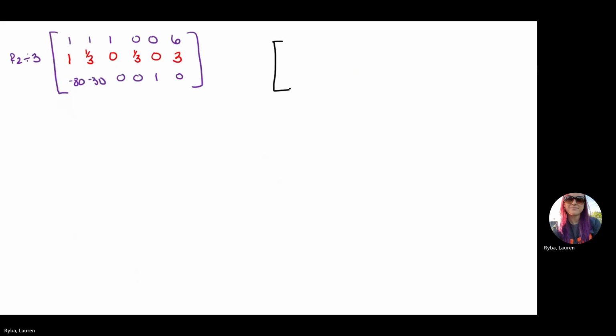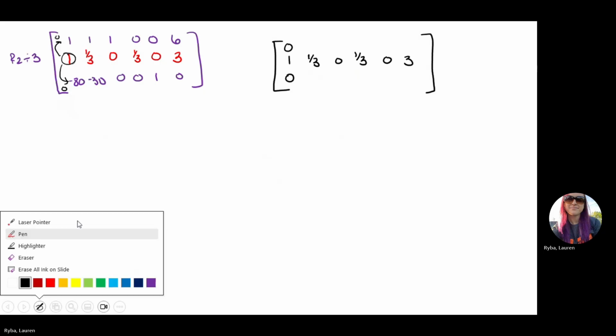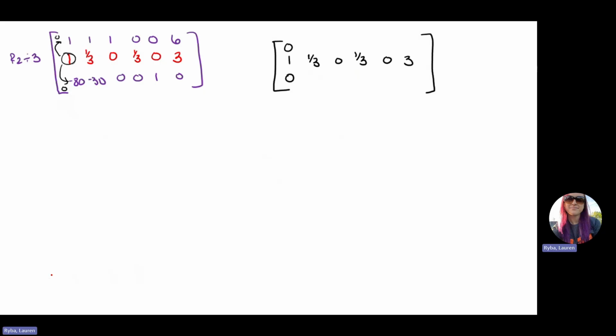Okay. So we got our 1. Our goal is to get zeros here. So I want to get 0, 1, 0. And I don't want to touch the middle row. So the question is, how do I do that? Well, if I just subtract these two rows, row 1 minus row 2, I can put them in there.